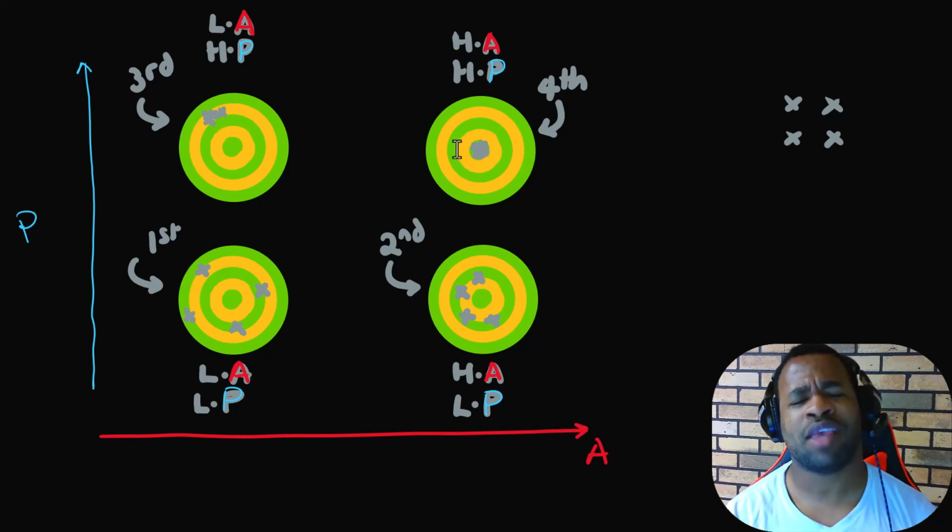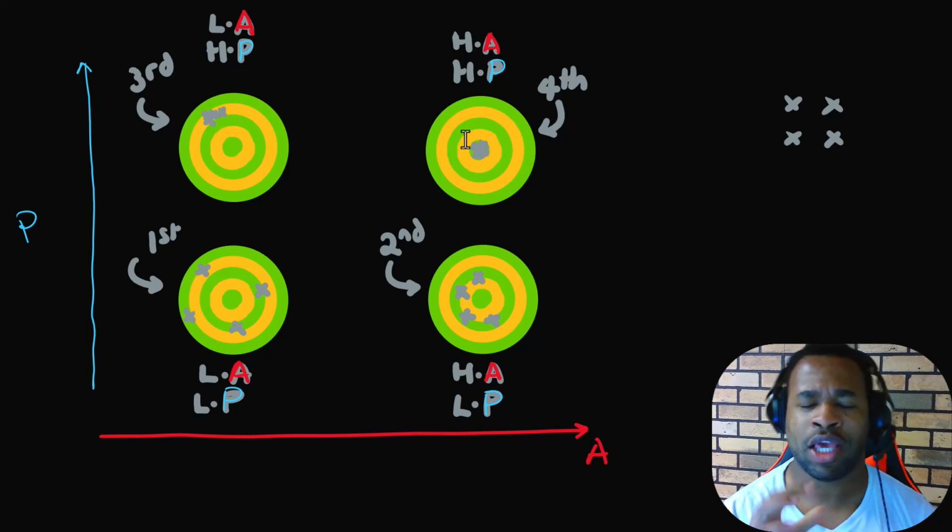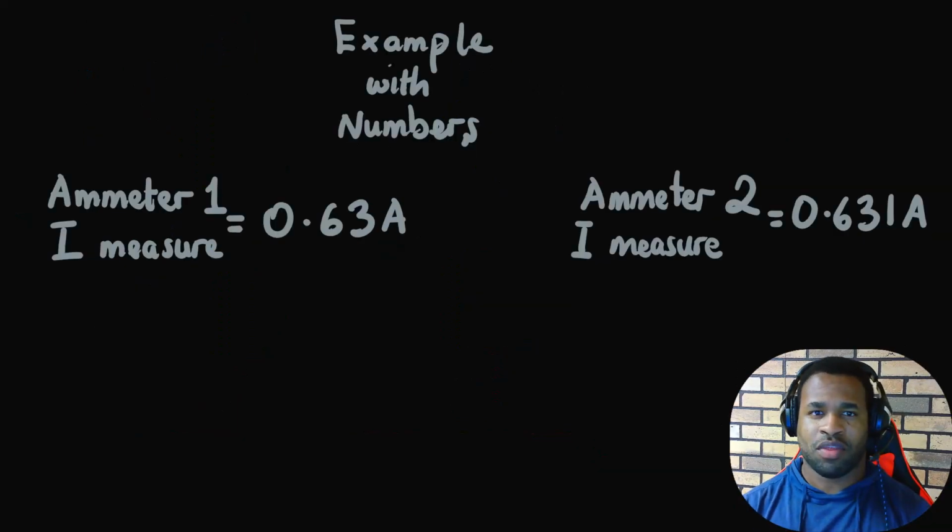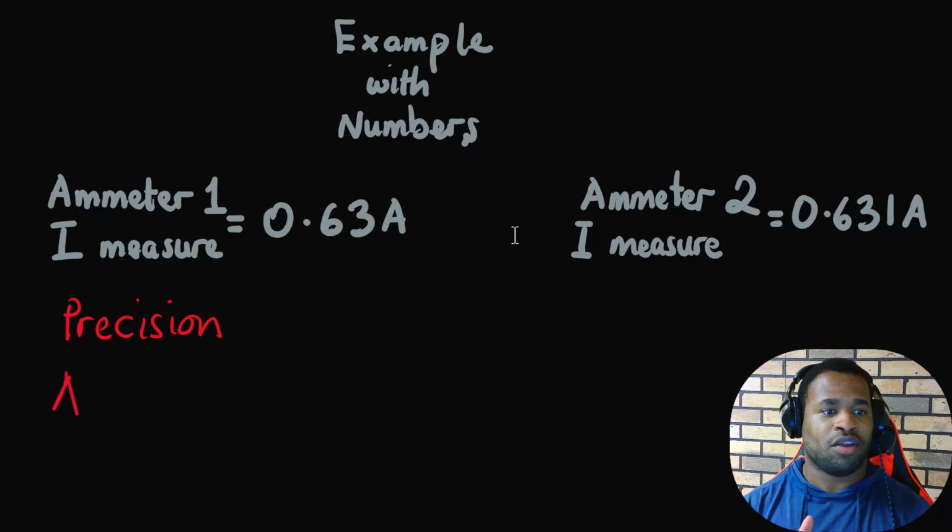But how about in mathematics? How is it going to look using numbers and, of course, decimal places? Given an example with numbers, we have an ammeter measuring its current to be 0.63 amperes, but another ammeter is measuring its current to be 0.631 ampere. The question here is, which of these two shows a better precision, and which one shows a better accuracy?